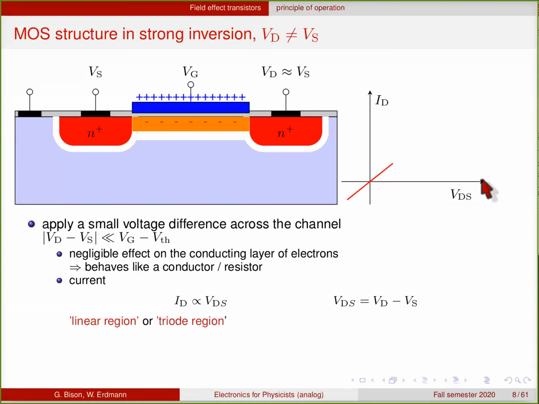If you look at it in an IV curve, here you have the drain source voltage and then you have the drain current, then it follows linearly. And the resistance of this channel is controlled by the gate voltage. So if you go higher with the gate voltage, you get more charges. So the resistance of this sheet becomes smaller, and you get a higher current here.